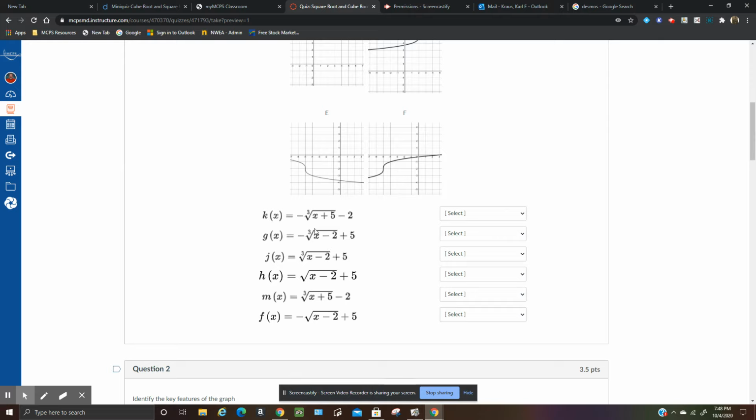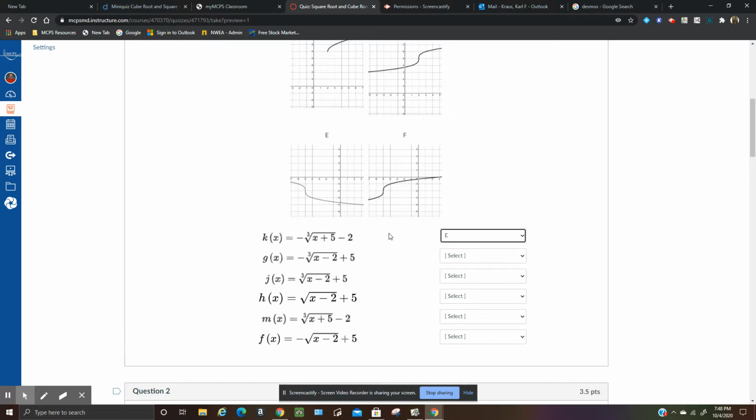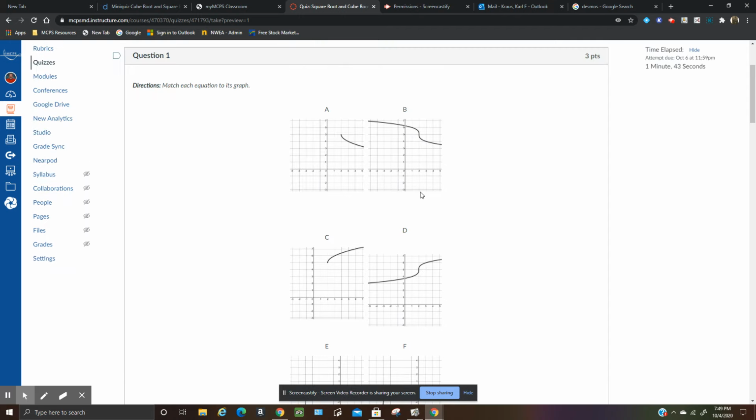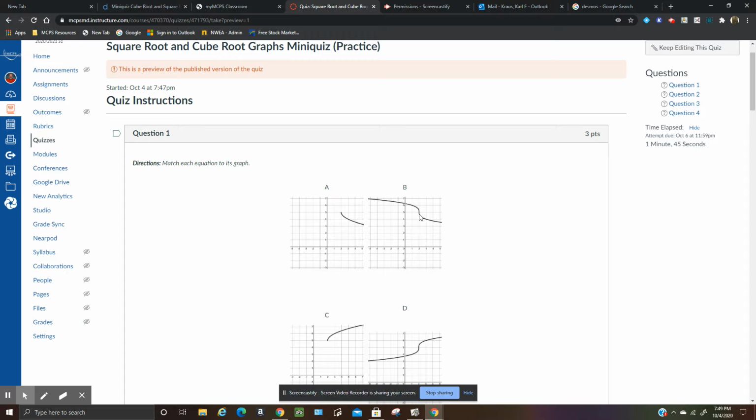Starting with this one here, this is a cube root function. The point of symmetry would be -5, -2, and it would be reflected over the x-axis. So here, the point of symmetry is at -5, -2, and it's reflected over the x. So this one would be E. Here's a cube root graph reflected over the x, vertex 2, 5. So we're looking for a vertex 2, 5 and reflected. This one has 2, 5, but it's not reflected. So 2, 5 and reflected would be B.